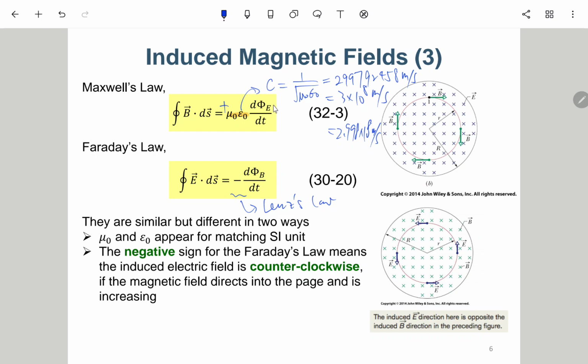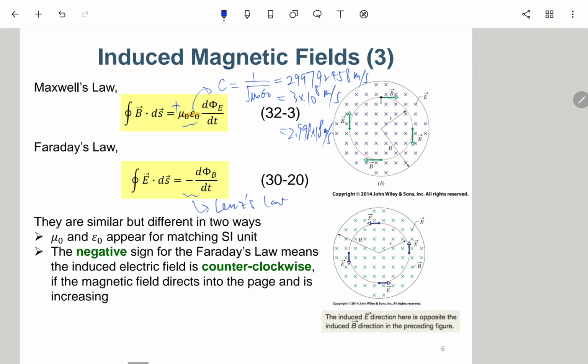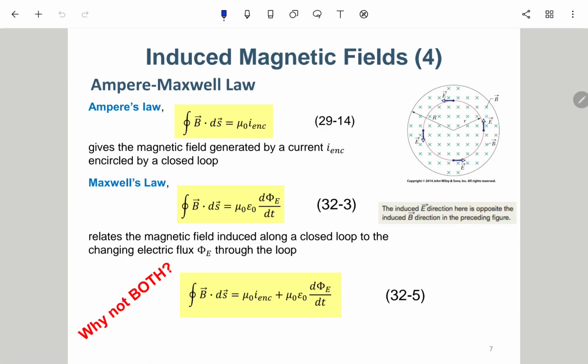It is just like changing E to B and B to E, but we also have this constant to match the SI units. So in chapter 29 we know Ampere's law, and we know that this line integral is mu naught times I enclosed. This is a static current, which means if we assume it is a constant current, we will use this. And here we also have Maxwell's law, with the same line integral and a derivative on the right side.